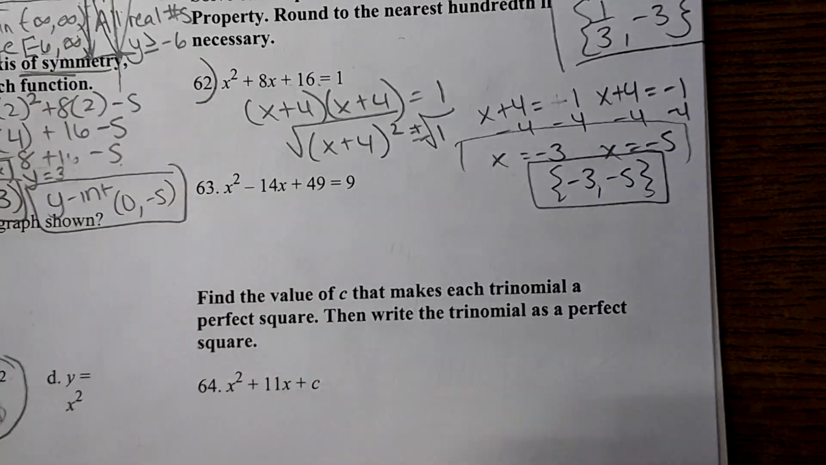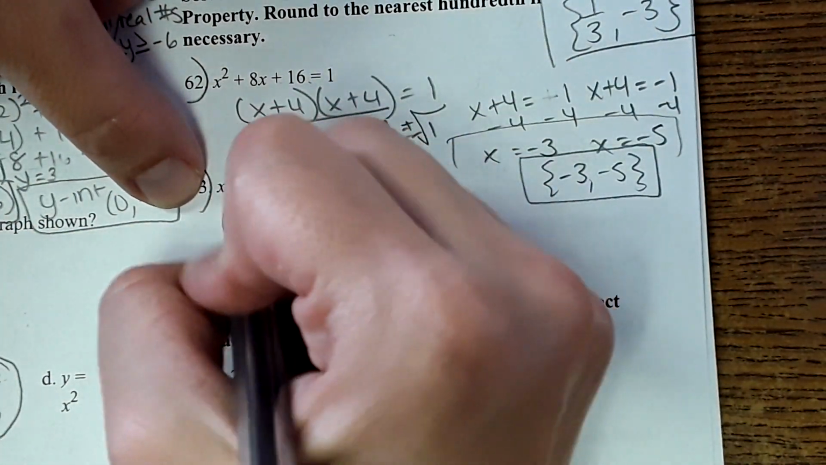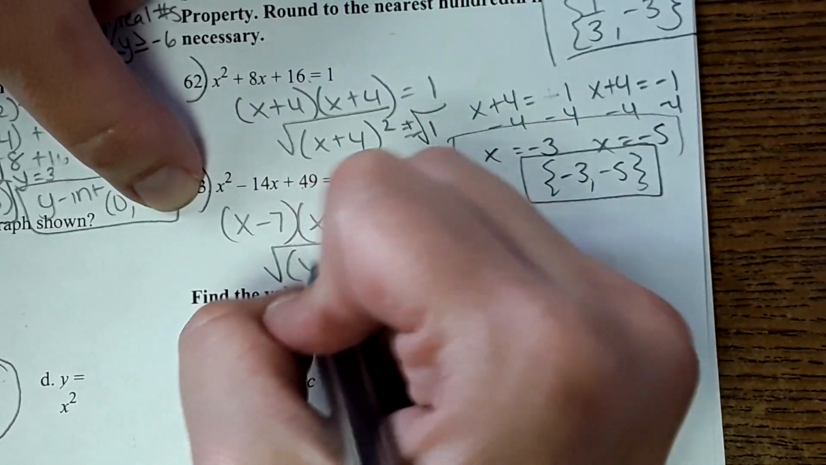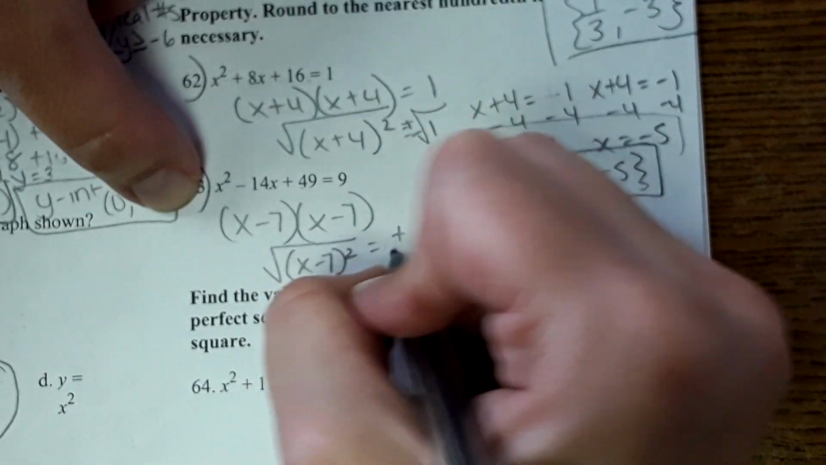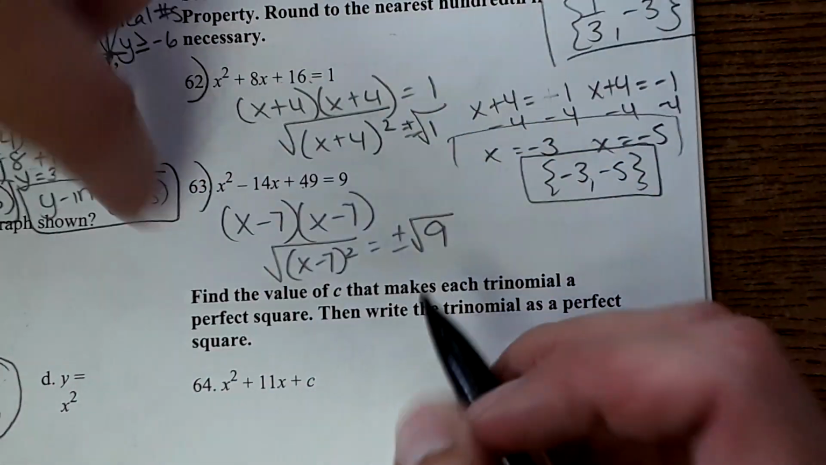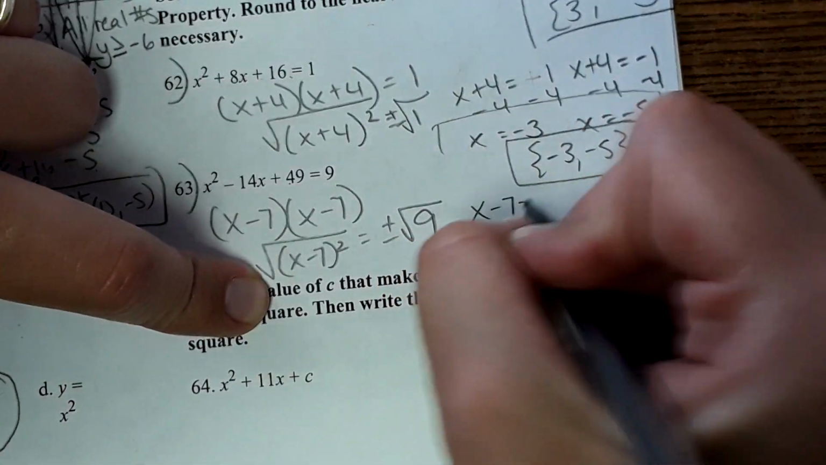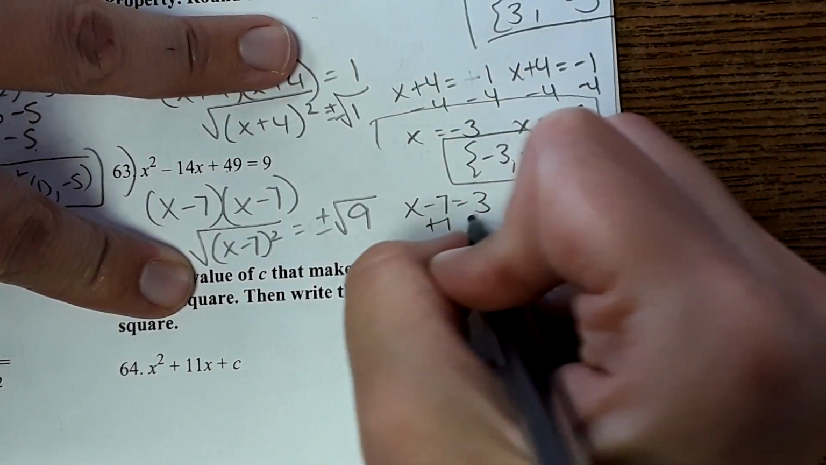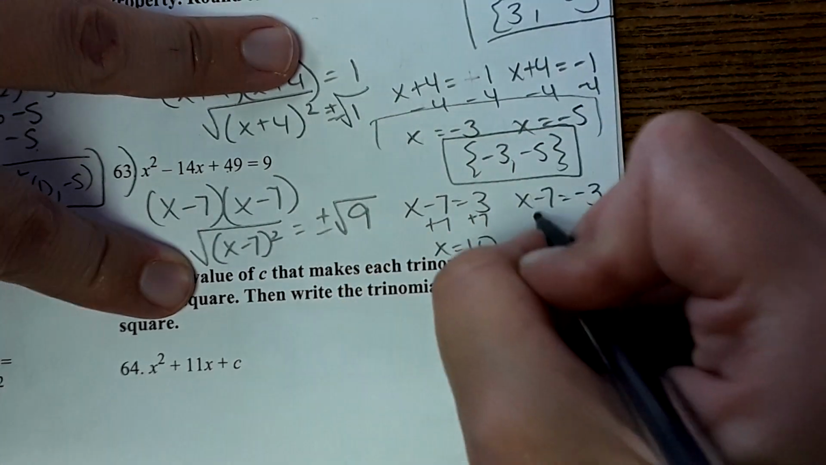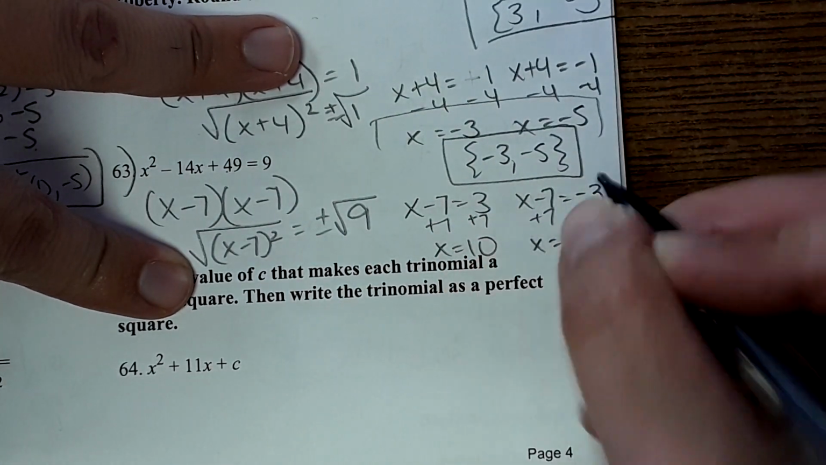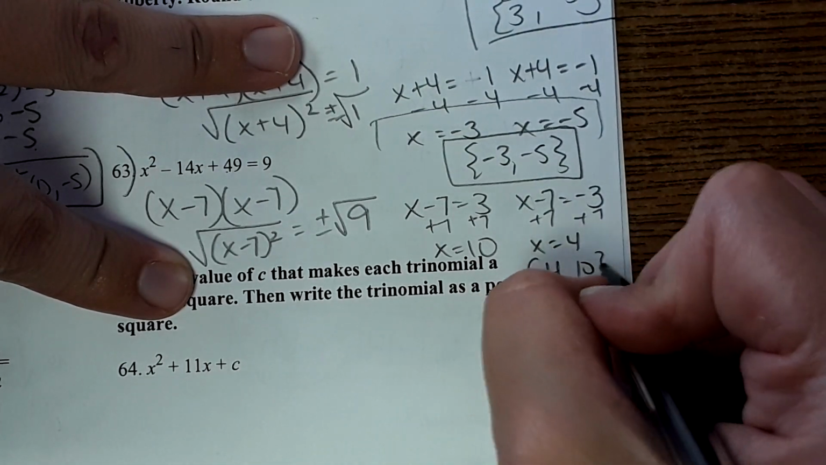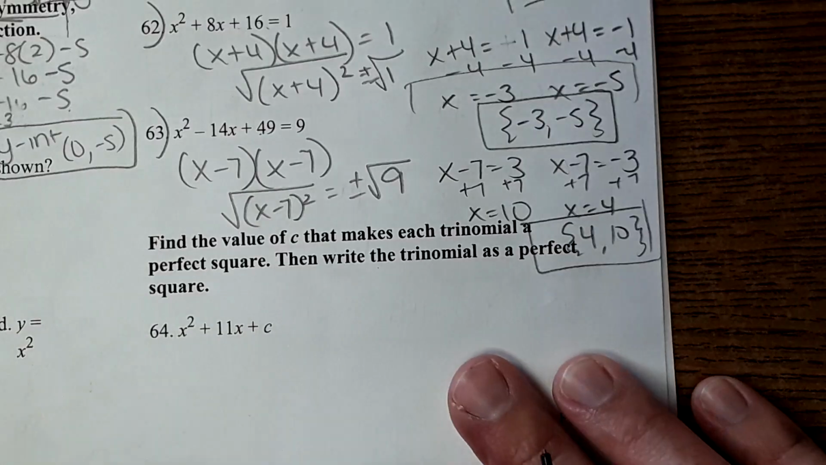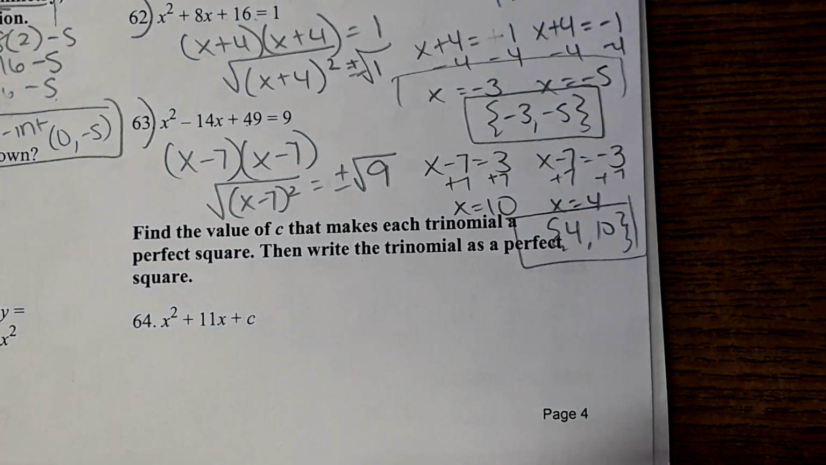Next one, same process. Two factors here, (x minus 7)(x minus 7). So that would be x minus 7 squared equals plus or minus square root of 9, which is 3. Positive 3, x minus 7 is negative 3. So I get 4 and 10. Okay. And last but not least, okay, we're good.